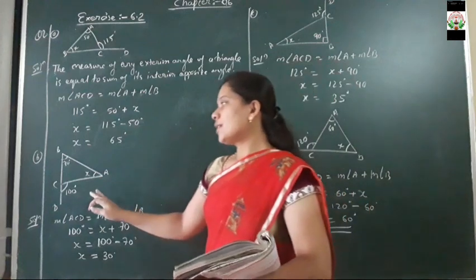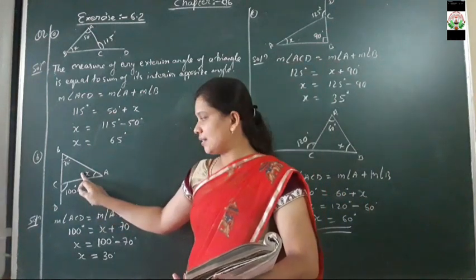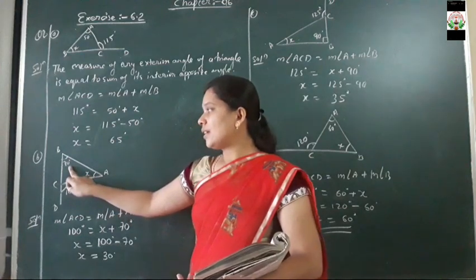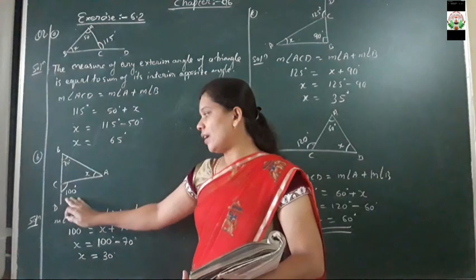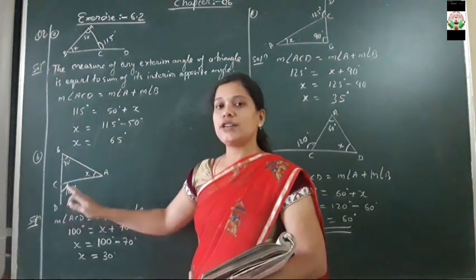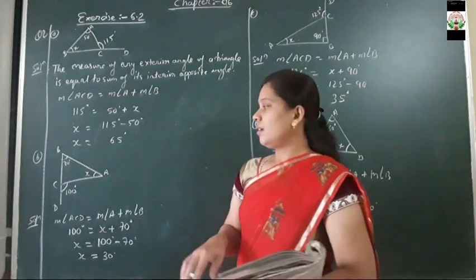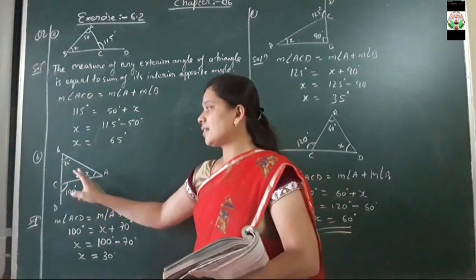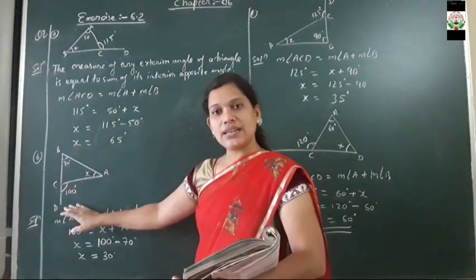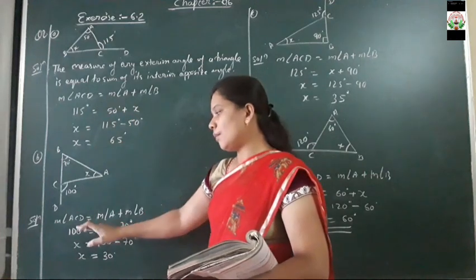Now moving toward the B part of the question. Here again you have to find the interior angle x, with the second interior angle given as 70 and the exterior angle given as 100. That means two interior angles, x and 70, are given, whereas the exterior angle is 100. So you should use the same mathematical operation or the same property.